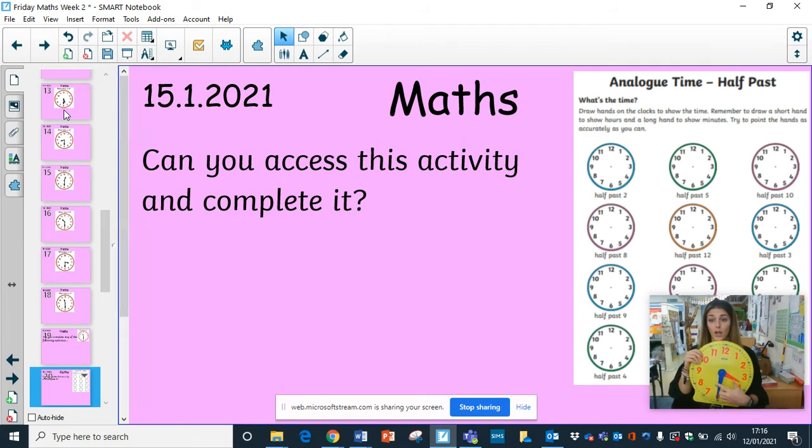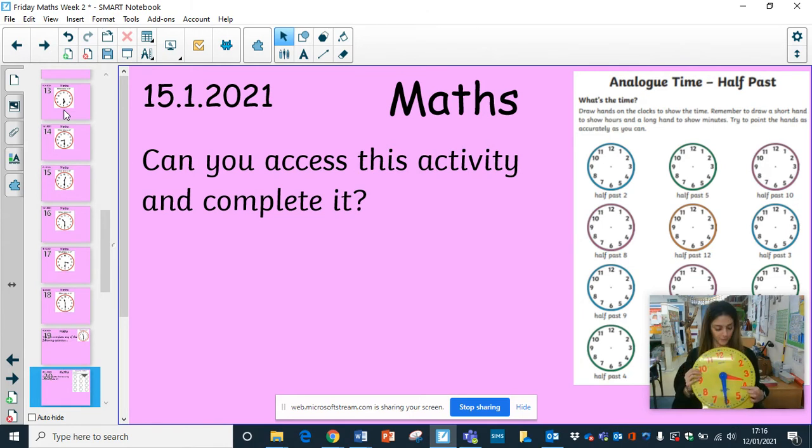And if you want to use 2 different colours, just like on my clock here, then you can, if that makes it easier for you to see. And then your hour hand is the smaller hand. You need to make that clear, otherwise you might not know exactly what your time is. So remember, minute hand is your longer hand and your hour hand is your shorter hand. Remember, you can use different colours to help you with that.